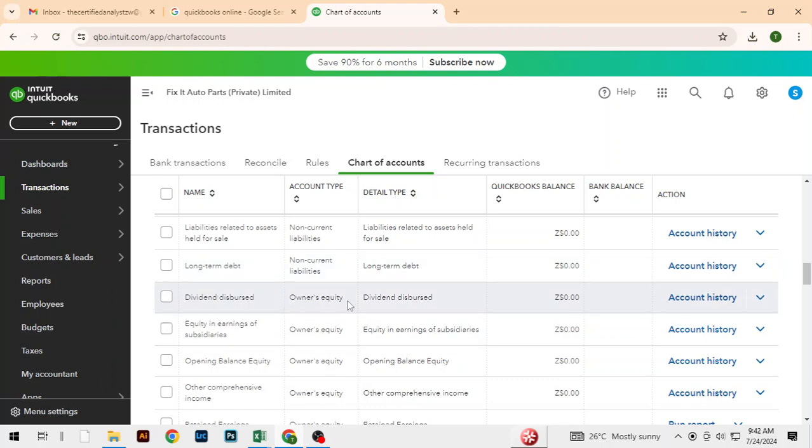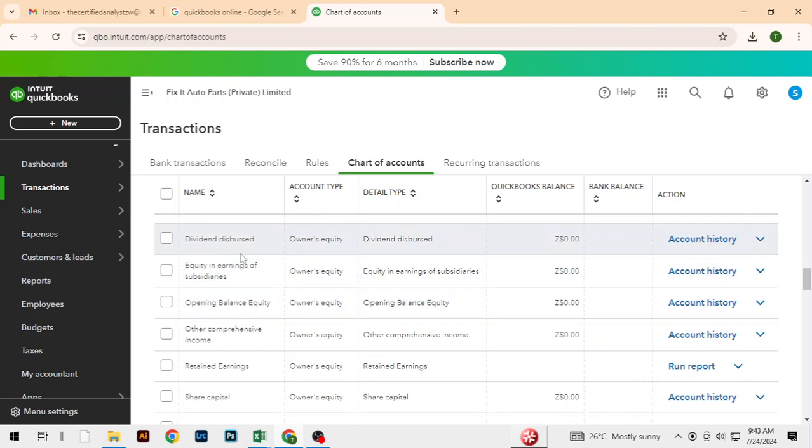Dividend disbursed, it falls under owner's equity, right? So it shows dividends that you have disbursed to your shareholders. Equity in earnings of subsidiaries. Let's say your company has got some stake in some small companies, which we call your subsidiaries. You have to account for it in here.